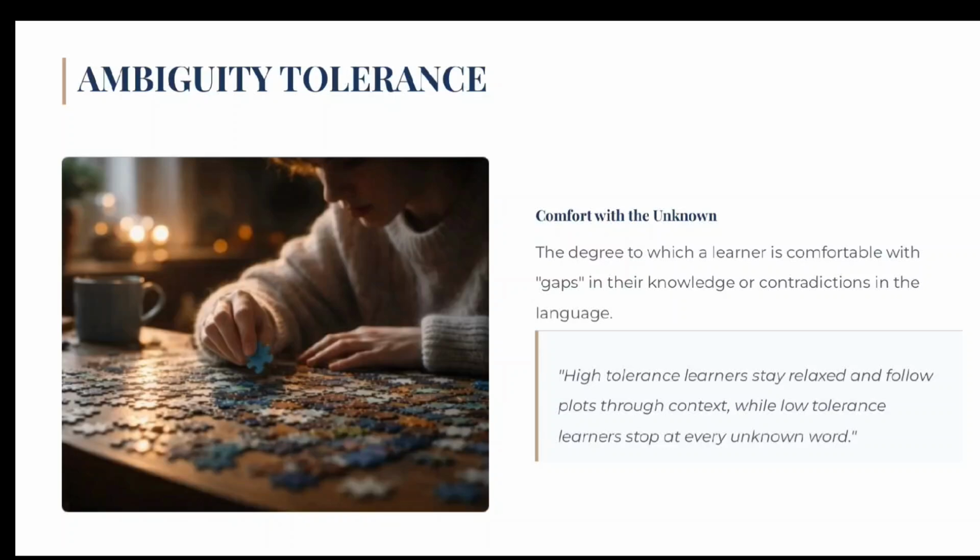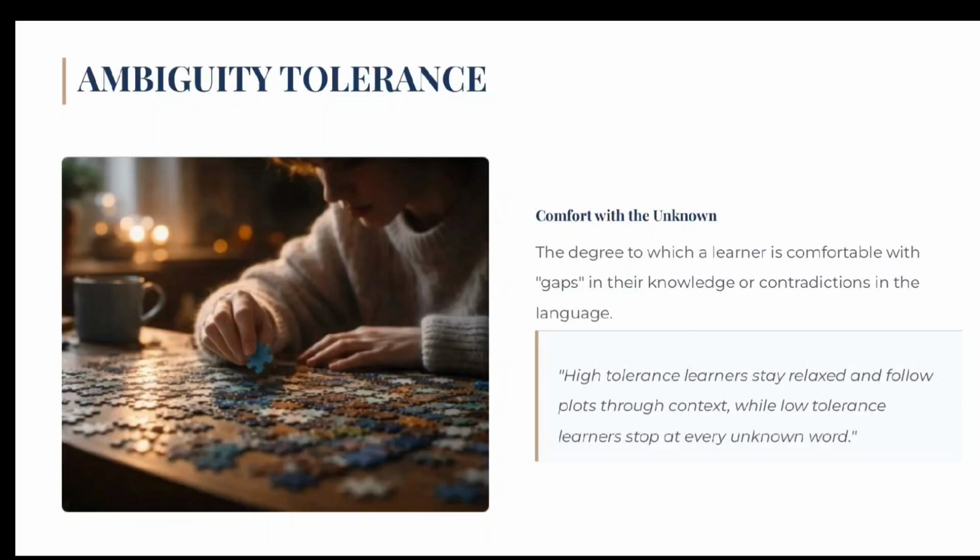So it means that ambiguity tolerance is essentially how comfortable you are with not knowing. High tolerance learners are successful because they don't panic when they encounter a word they don't know. They can watch a movie in English, miss 30% of the words, and still enjoy the plot through context. For example, a student watching a movie in English without subtitles doesn't know 30% of the words, but they stay relaxed and follow the plot through context.